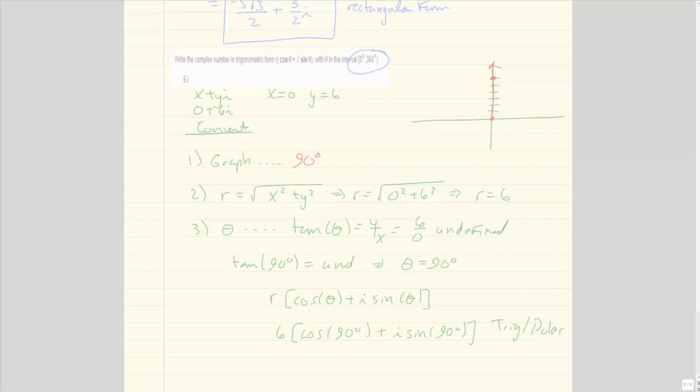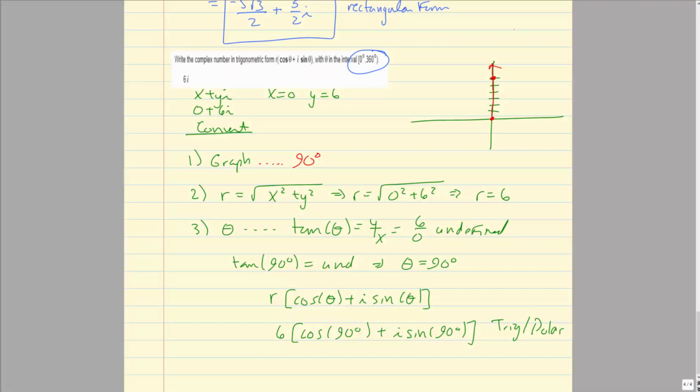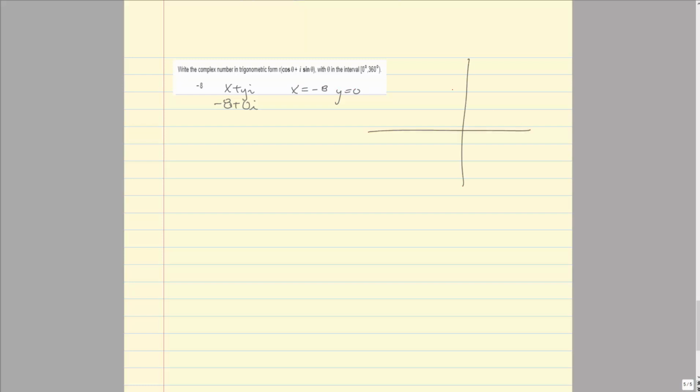Let's do another one similar to that, but instead of missing the real form, this one's missing the complex form. Okay, so we have -8 here. And again, we want to look at x plus yi. So this is going to be -8 plus 0i. So x is equal to -8, y is equal to 0. So here's where x is equal to -8. So this is a vector that lies along the x-axis, and in particular the negative x direction.